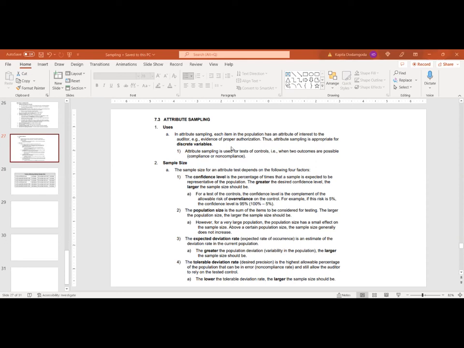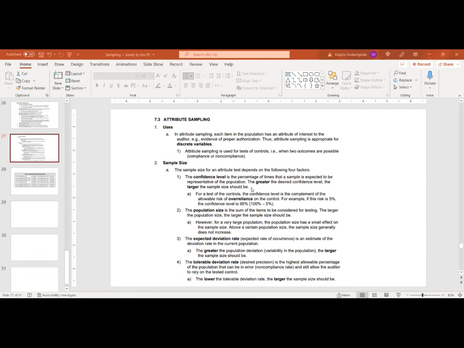Now, the simple thing that we are going to look at is the factors you consider when you look at the sample size. It's a very simple thing, right? Just go with me. There are 4 factors that you need to consider. The first is the confidence level, or the percentage of time that the sample is accepted to be representative of the population. The greater the confidence level, the larger the sample should be.